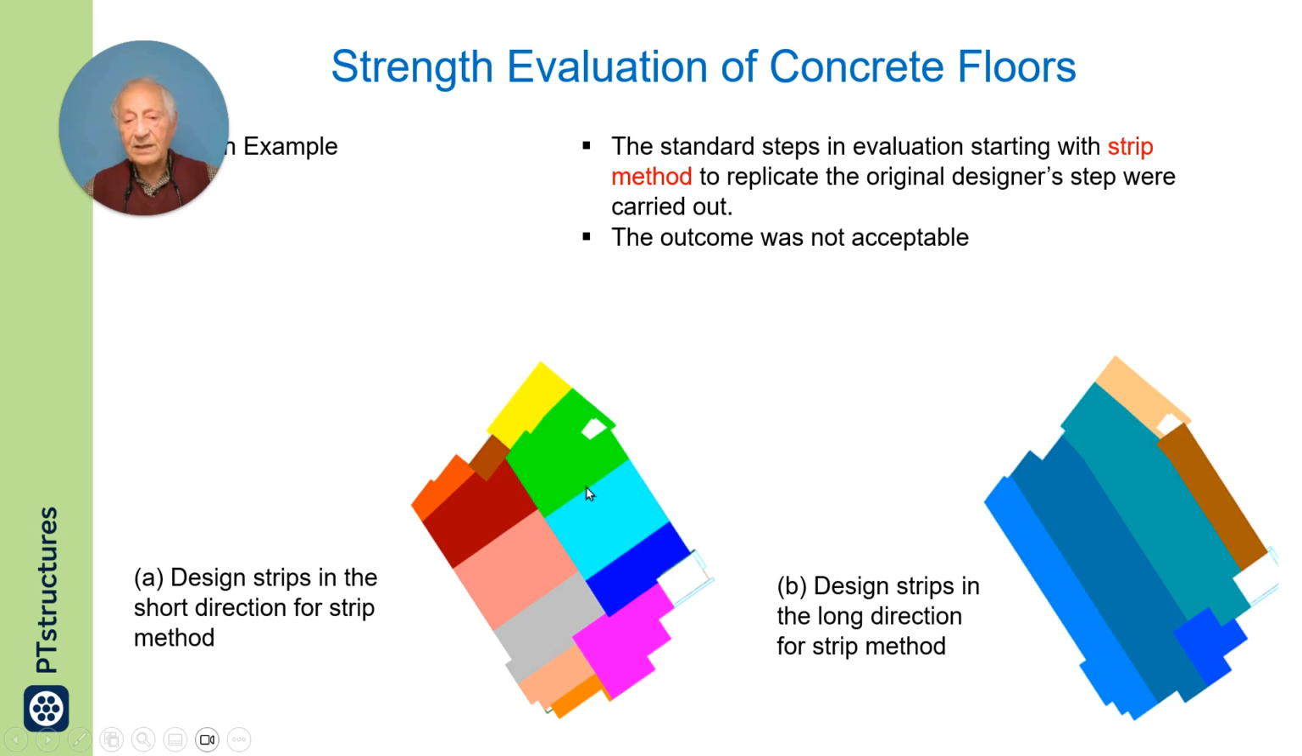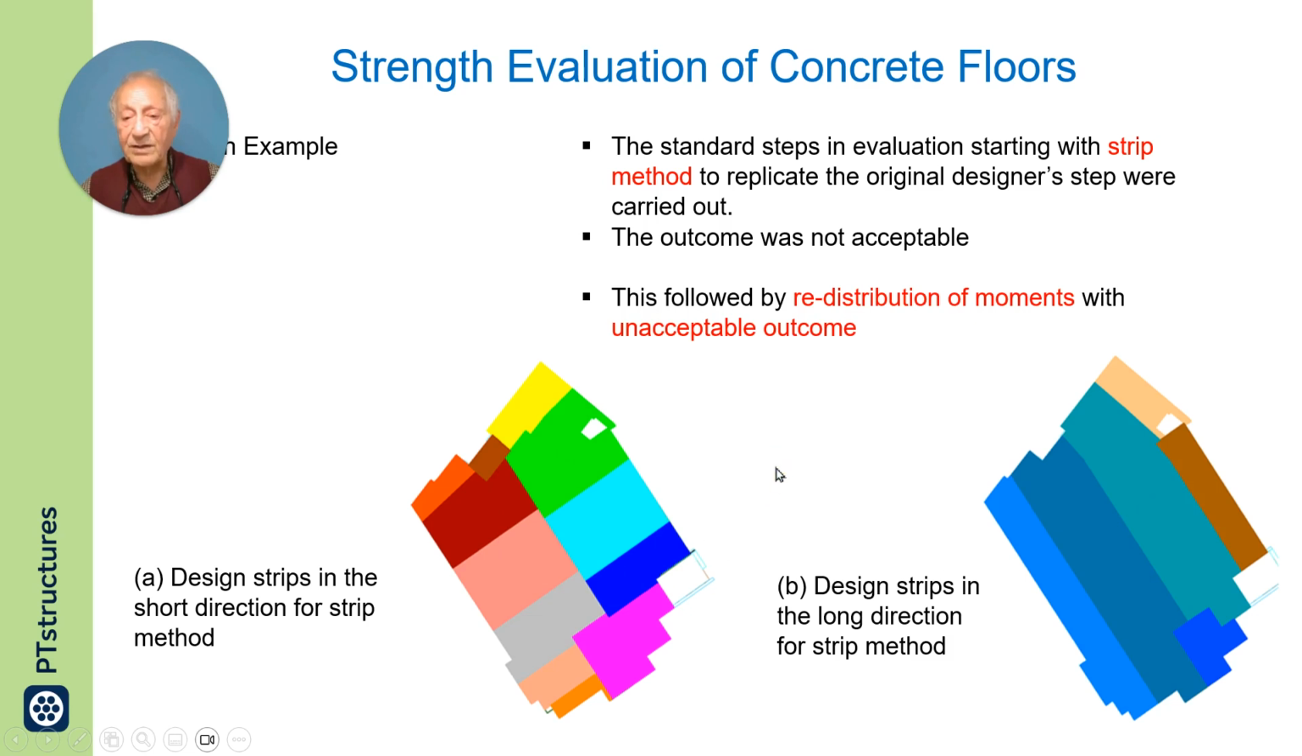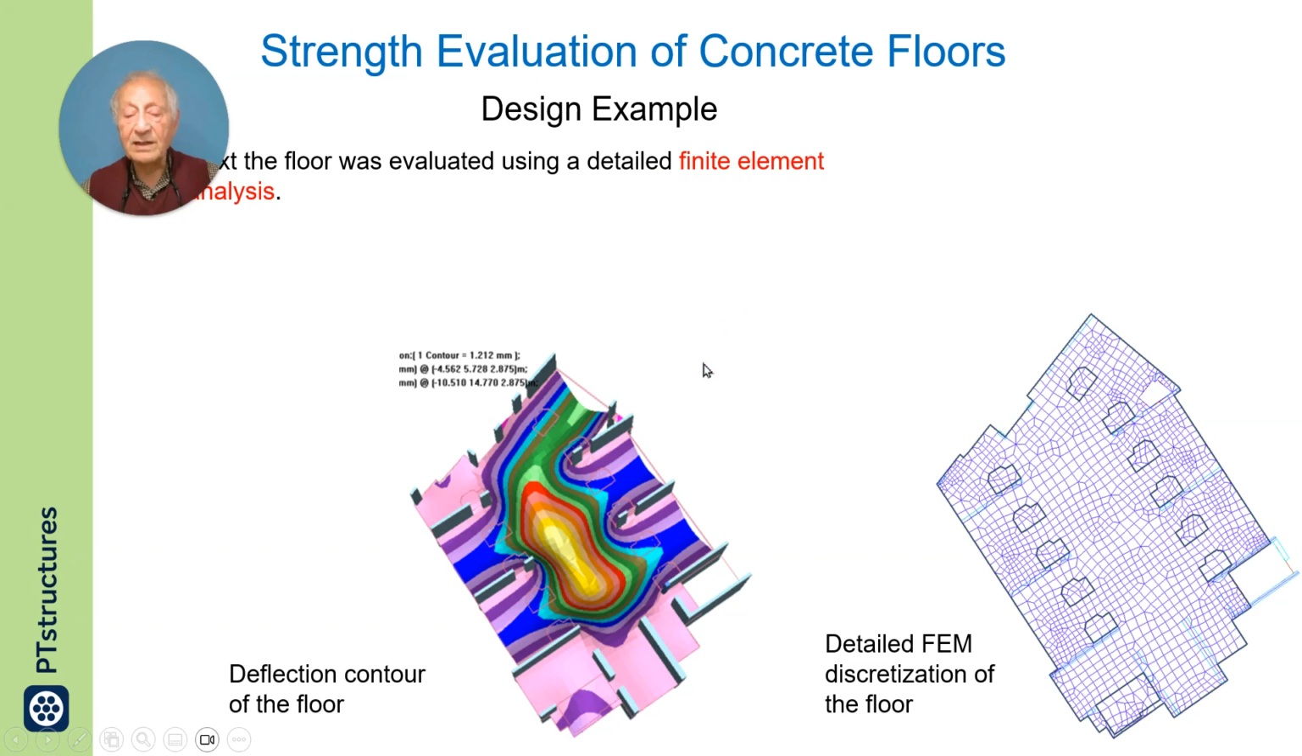We started by breaking the slab into strips. This is step number one. Redo the strip method and see whether the strip method based on the reinforcement shown on the drawings will give the results. The strip method did not give the acceptable solution. We went to redistribution of moments. That didn't work out well either.